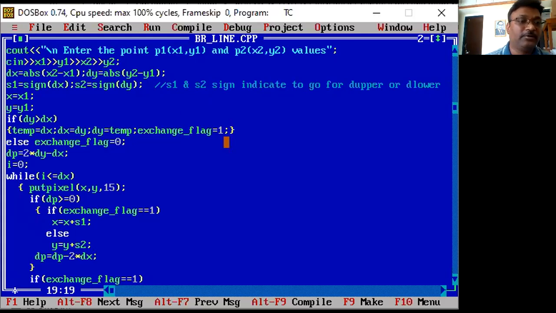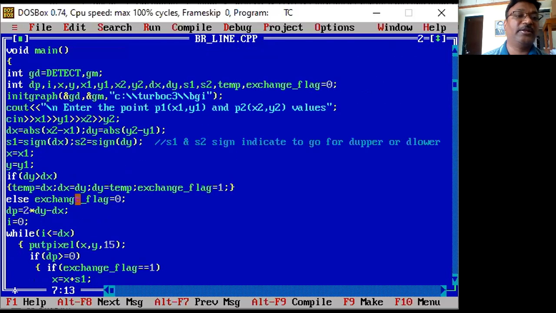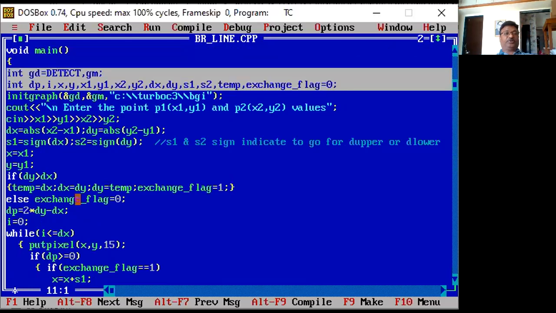Then you initialize x1, y1. If dx is greater than dy, that is for the exchange flag. How do we exchange? By using a temp value: temp is equal to dx, dx is equal to dy, and dy is equal to temp. And then you have to set the exchange flag to 1. Now, this is a little bit difficult to understand, but it is very easy. Here we are not using any float value, and you are not considering any float variable. All these variables are integers only. So this is the biggest advantage of Bresenham's line drawing algorithm.